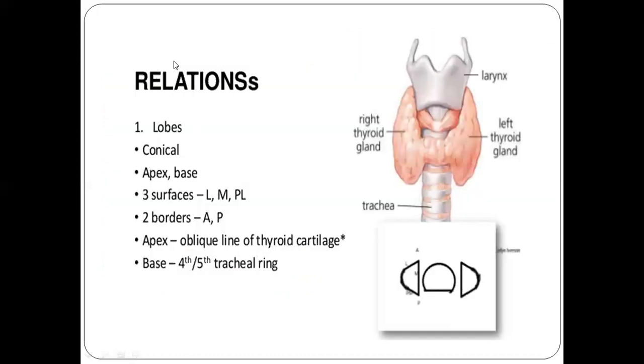So this is again the relations of the thyroid gland. This is the anterior surface, anterior border, posterior border.